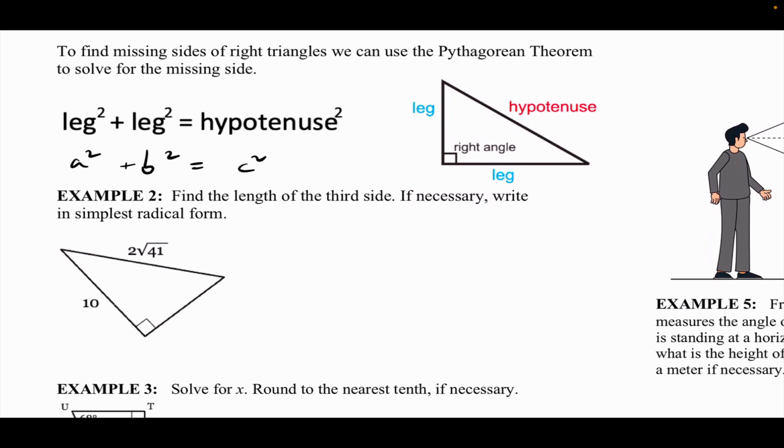Legs are the two sides that make up 90 degrees. So the yellow ones are the legs. And the purple or pink is the hypotenuse.